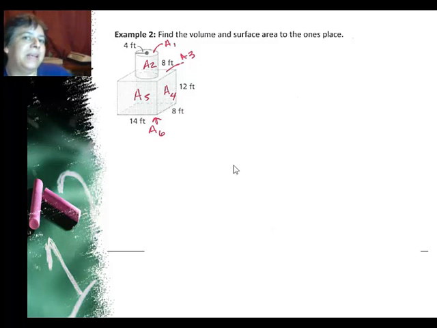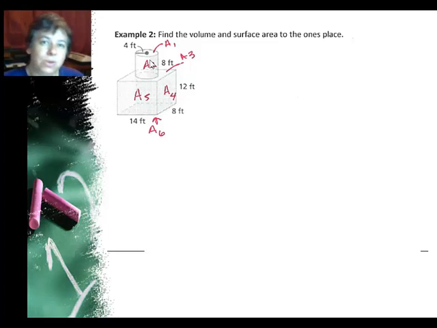Now let's get a little more complicated because I want to get you more used to what you might see on your test. The other one was a good one, but it was pretty basic. I've got a cylinder on top of a cube, and first they want me to find the volume and the surface area. Well, I'm going to go ahead and do the surface area. That's the hard part. Once I get that done, the volume should be okay.